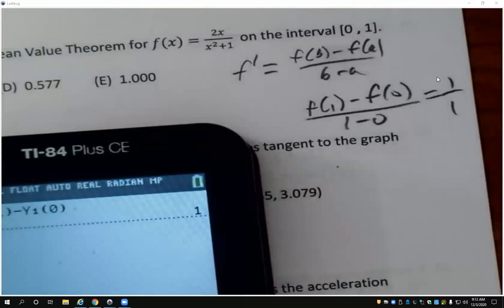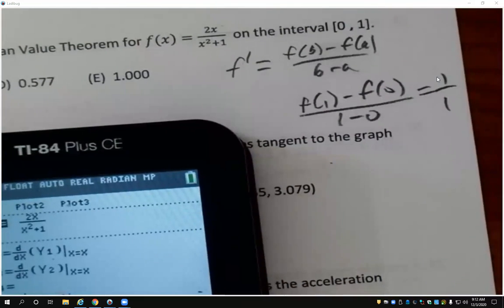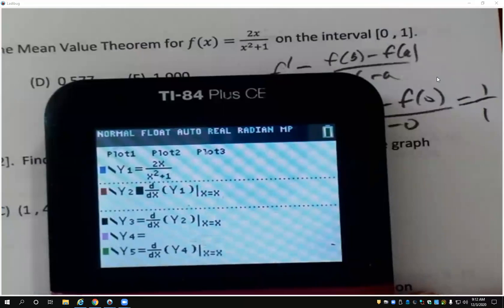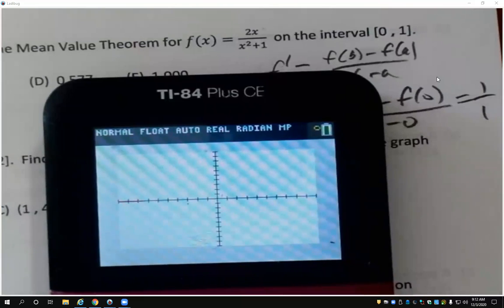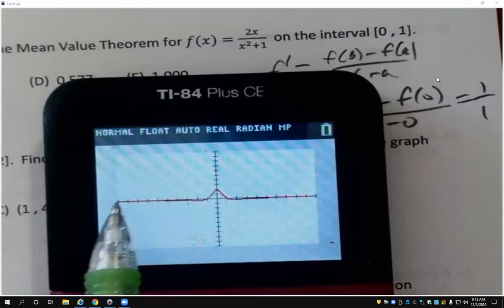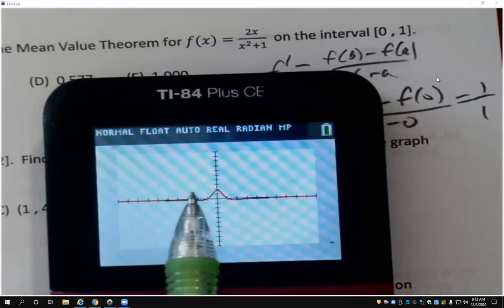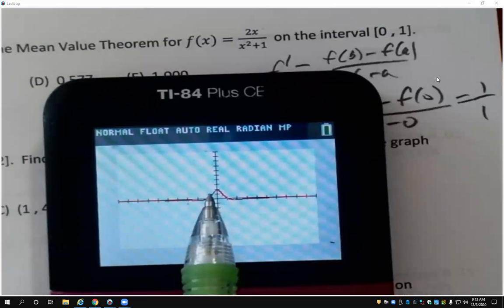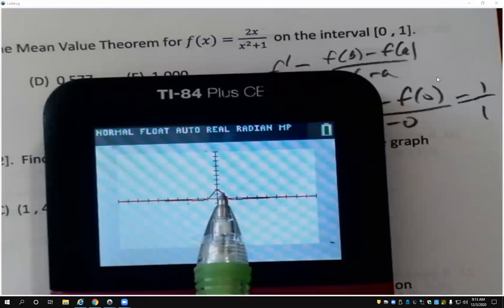So now I'm going back into my graph. I want to look at the derivative, so turn y1 off. I'm going to turn y2 on because that's where my derivative is. I need to know when that derivative is equal to 1, but only in the interval 0 to 1. If I draw the horizontal line y equals 1 right here, I'm going to cross there and I'm going to cross there. But the one on the left is not the one I'm looking for, because I only want the one on the right, since it's in the interval 0 to 1.